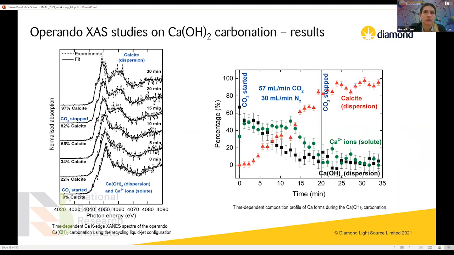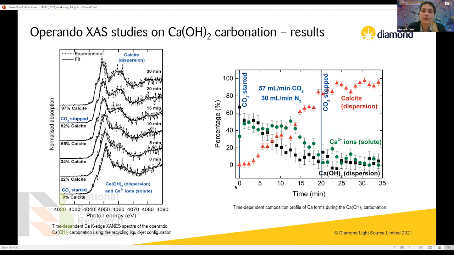Therefore, we couldn't really put very robust and thick windows because X-rays wouldn't simply pass through. At the start of the reaction, we can only see dissolved calcium hydroxide dispersion. Then within the first 30 minutes of the reaction, we can see the successful formation of calcite. So that's quite pronounced. And then we can also look at the data, how they change in time.